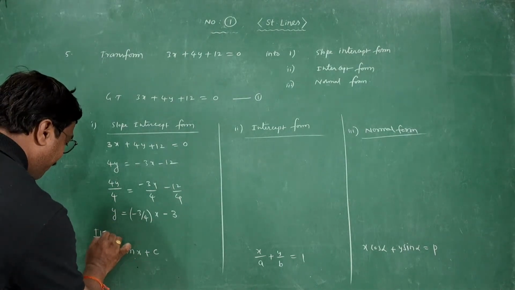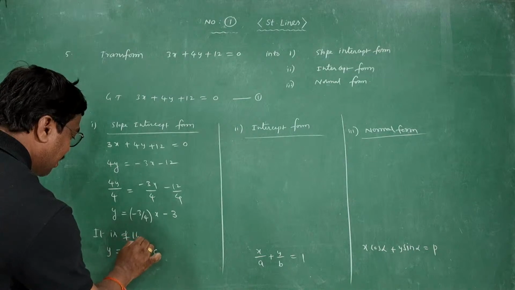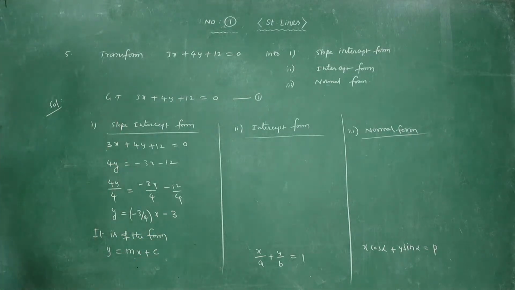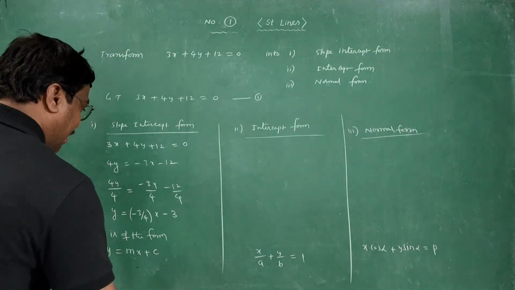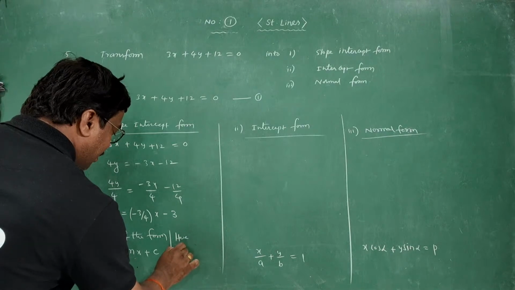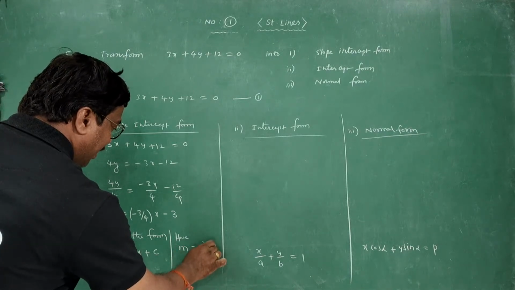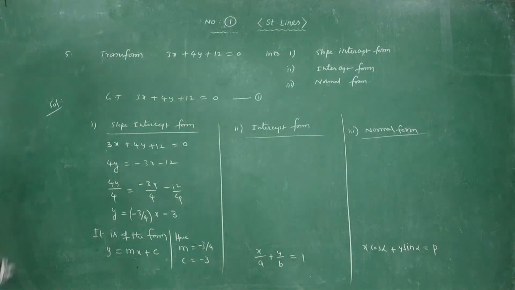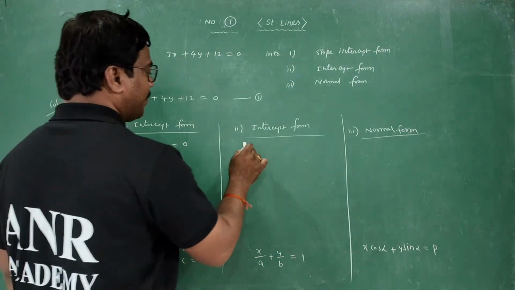Clearly this one is of the form y equal to mx plus c, called slope intercept form. And here you need to write slope m is minus 3 by 4, intercept c is minus 3. That's all.